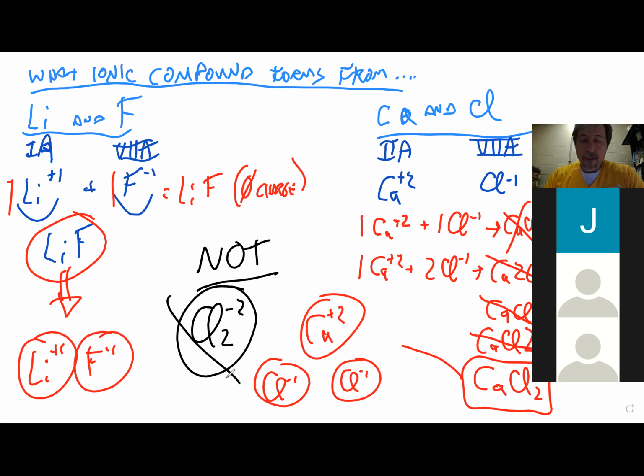People who write this don't know what they're talking about, because chlorine only wants to make a minus one. Okay. So this is key. Looking at this, recognizing there are three ions. Everybody with me on that? Cool. Let's keep going. We can do a couple more.